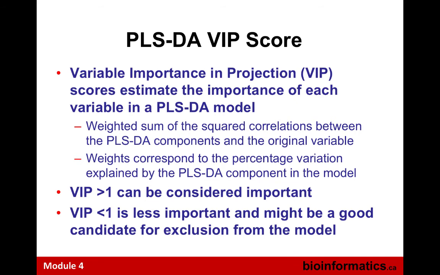So for PLSDA, the other one, the VIP score, is the variable importance in projection. This is similar to the loading. You can use the loading, but a lot of people want to use this VIP. It's just a different formula, and it seems to capture more information. It's a weighted sum of squared correlation between the PLSDA component and the original variable, and the weights correspond to the percentage of variation explained by the PLSDA components of the model. So a lot of people want to ask, what's the cutoff?